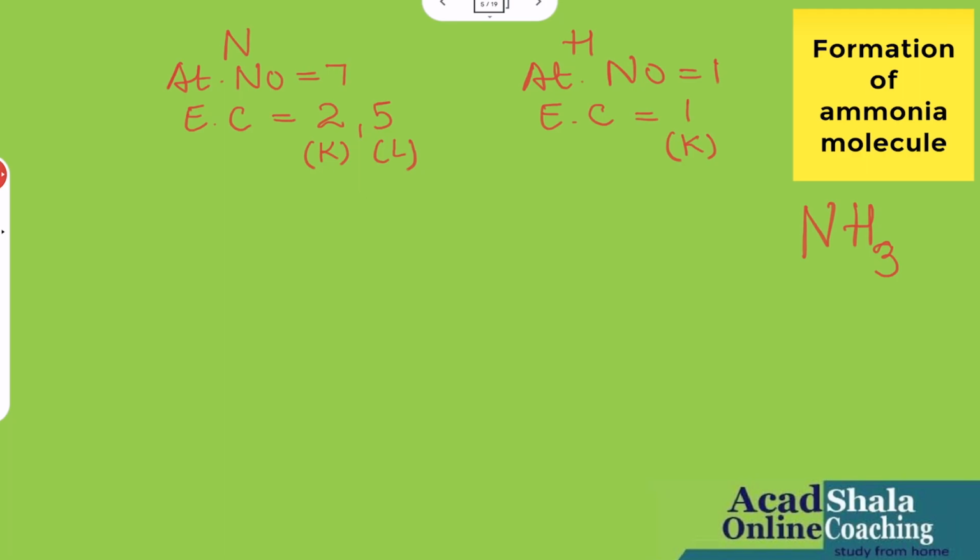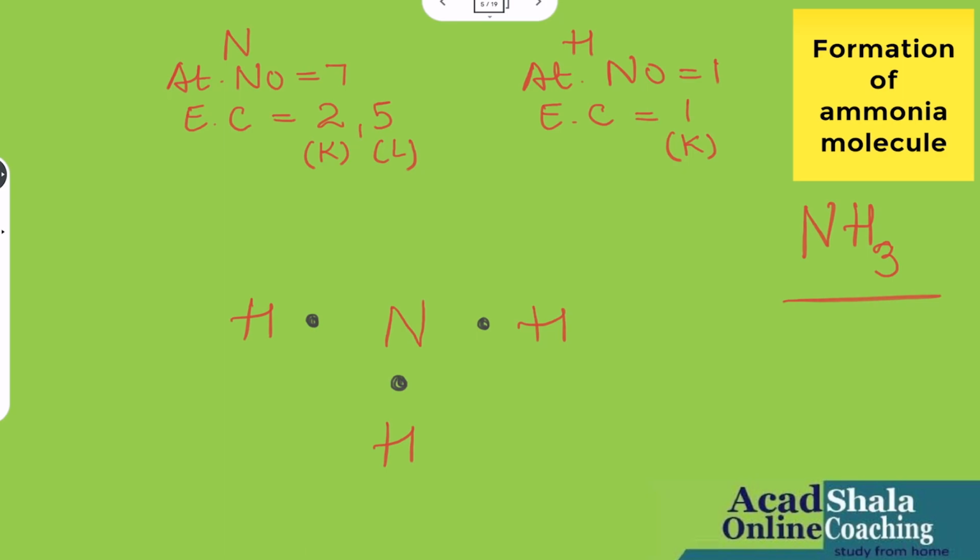Okay. Formula of ammonia is NH3. So what will I do? I will write nitrogen in the middle and 3 hydrogens on 3 sides. Correct. Okay. This hydrogen says, I am sharing 1 electron. This hydrogen says, sharing 1 electron. This hydrogen says, sharing 1 electron.